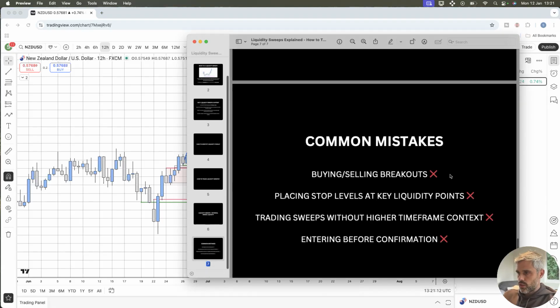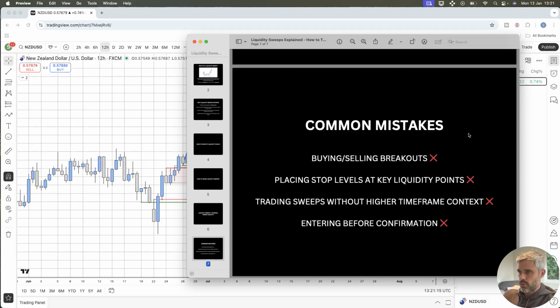So just to close out, I want to just cover some common mistakes. Always be cautious buying and selling above or below old lows. Breakouts look very enticing, but you don't want to get trapped in false moves before reversals. And the way to really spot that is to make sure that you're not buying breakouts around strong liquidity pools like old highs and lows. Stop placing your stop levels at those exact areas as well.